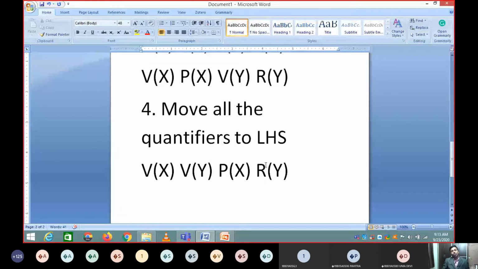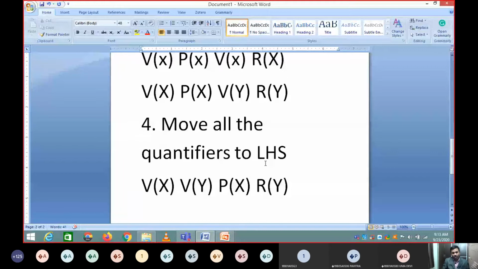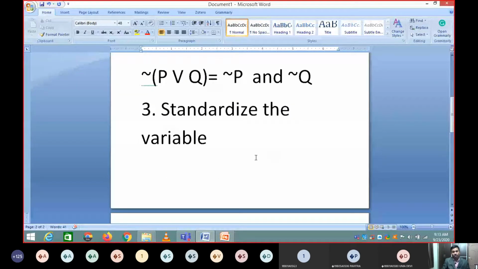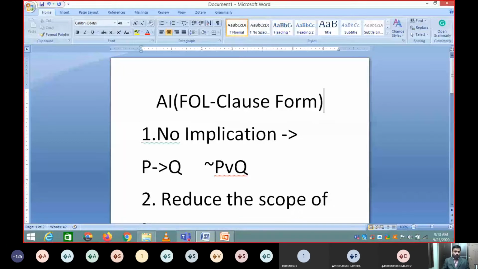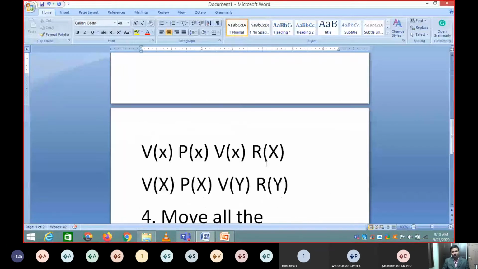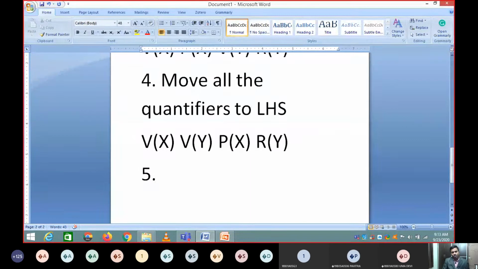But many times they will ask you what is the procedure to convert first order logic into clause form. So all these are very important. I have the slides prepared. You can see the rules again if you don't understand here. It is better to move all the quantifiers to the LHS. The reason is that at some point of time, whether you have a universal quantifier or an existential quantifier, you will try to remove them afterwards. That is the reason we are just moving them from one place to another.